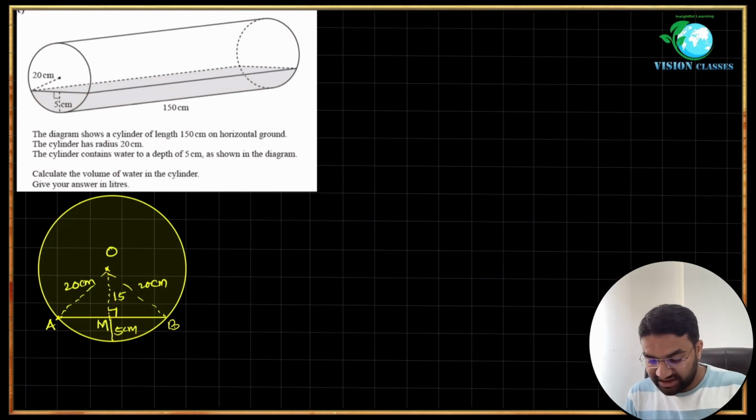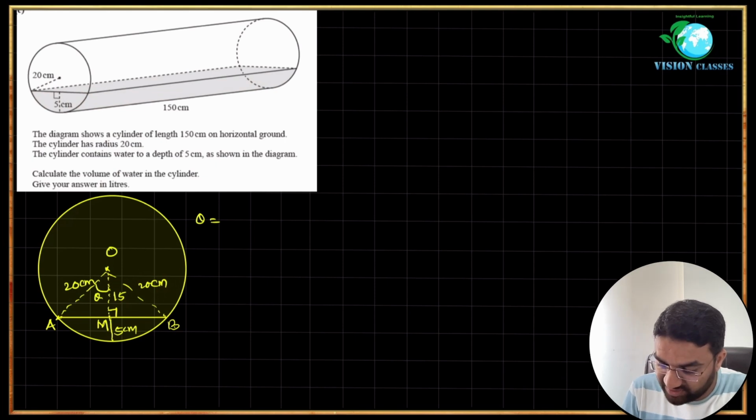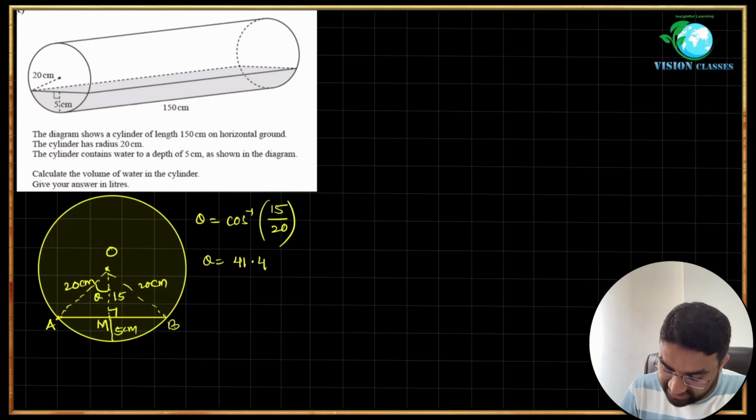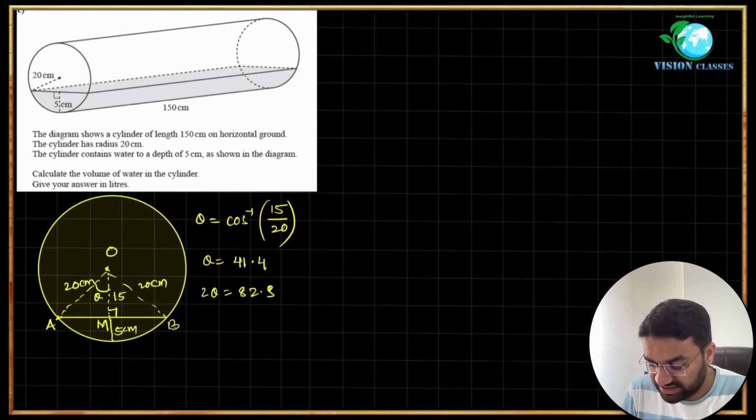Now firstly we will calculate this theta in triangle OAM. 15 is the adjacent side for this theta and 20 is the hypotenuse, so you can use cos. Cos inverse of 15 by 20 gives theta as 41.4. Then we have to calculate the complete theta, so multiply it by 2. Two times theta is 82.8 degrees.